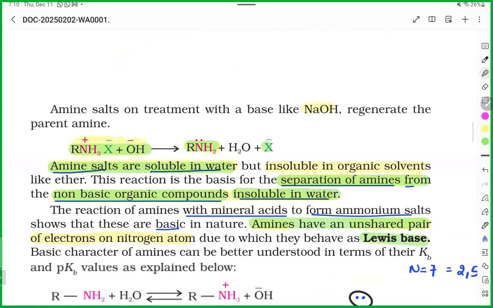Same, react with the alkyl nature. If it reacts with the strong base, what will happen? If salt reacts with the strong base, what will happen? Again, primary amine, water, and NaX, right?